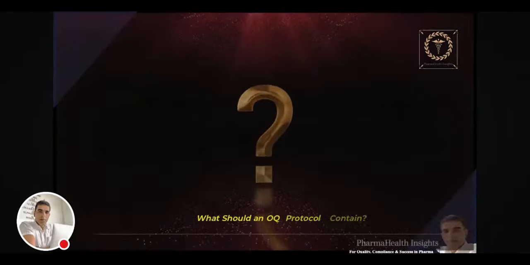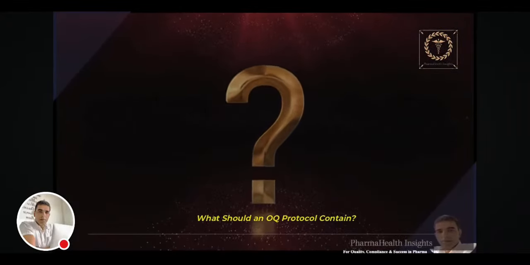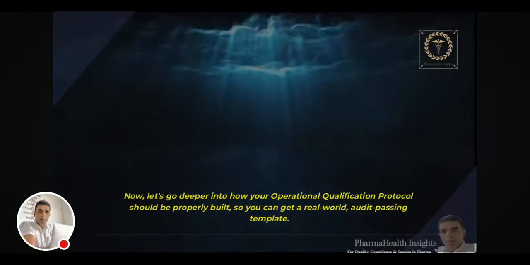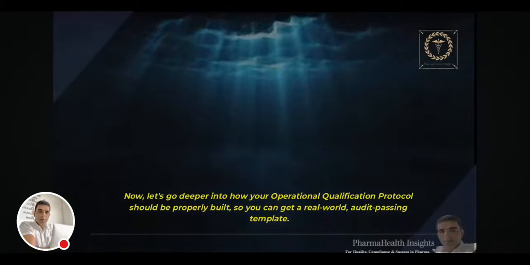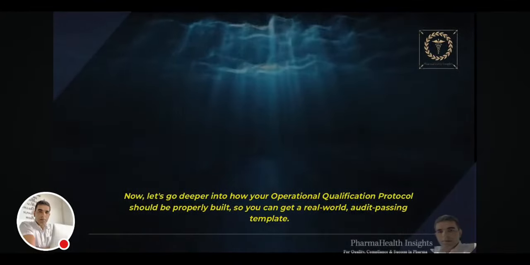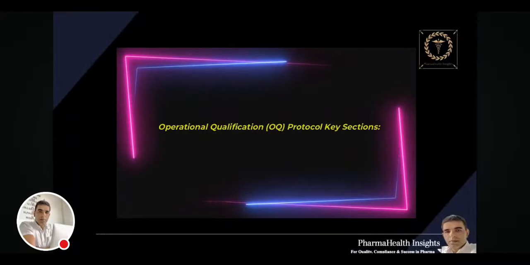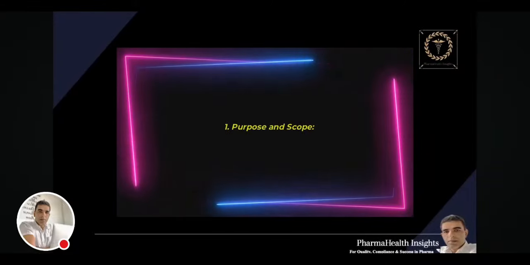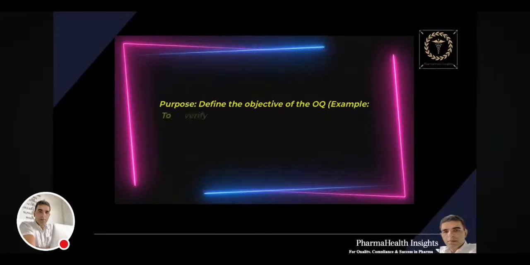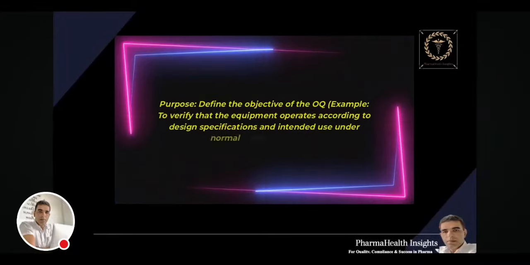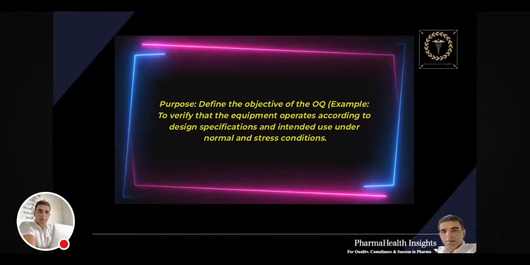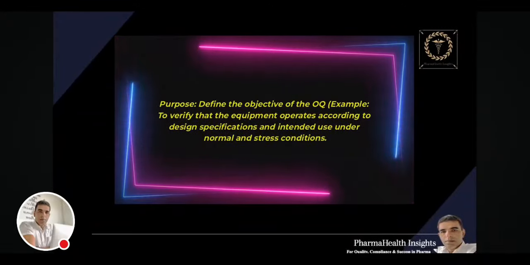What should an OQ protocol contain? Now, let's go deeper into how your operational qualification protocol should be properly built, so you can get a real-world, audit-passing template. Operational Qualification, OQ, Protocol Key Sections. 1. Purpose and Scope. Purpose. Define the objective of the OQ, example, to verify that the equipment operates according to design specifications and intended use under normal and stress conditions.